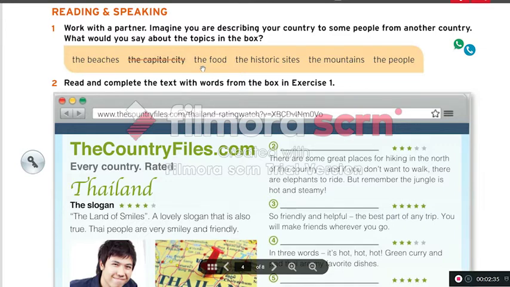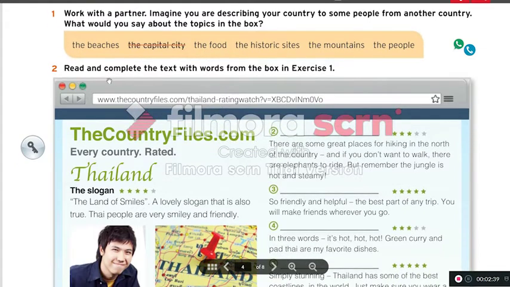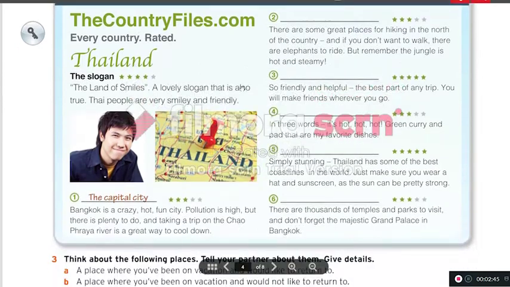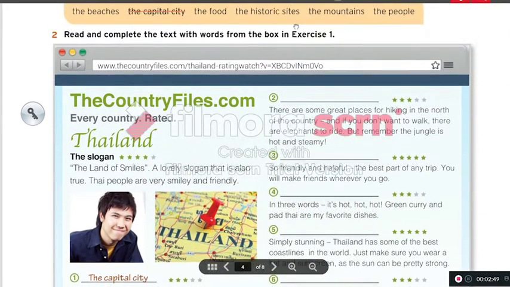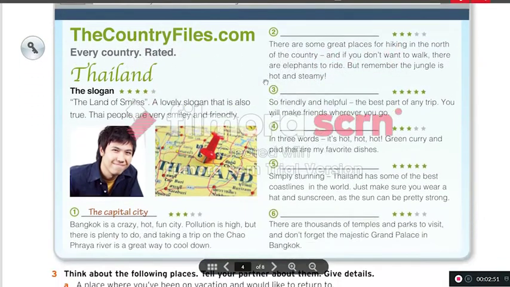Okay? Now, in the exercise number 2, we have read and complete the text with words from the box in exercise 1. All right, so here we have this little lecture, but we are missing some phrases or words that we have over here. So you must read it and complete it. When you're done, we'll continue.